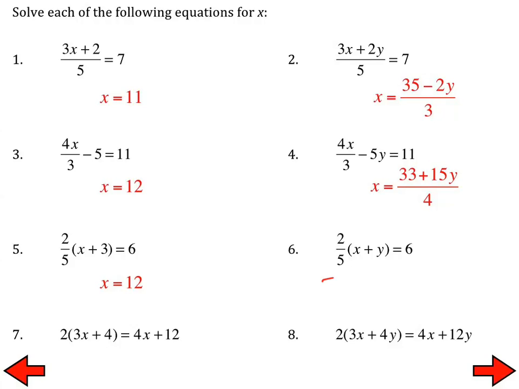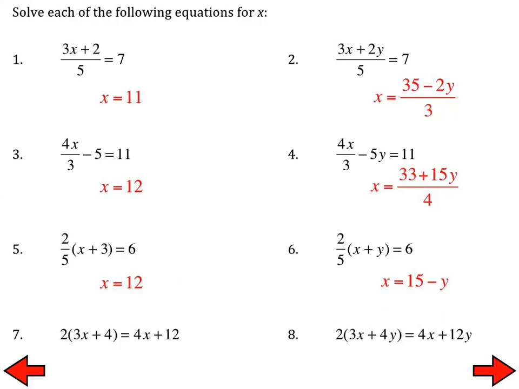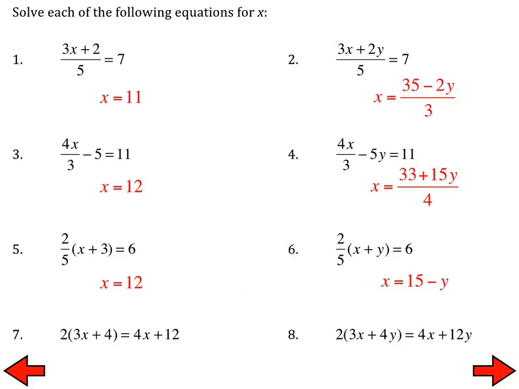Yeah. That's what I would have done, which gives you 2/5 x plus 2/5 y equals 6. Then multiply everything by the common denominator. I'm trying to squeeze it in there, but that would give you 2x plus 2y equals 30. And then subtract 2x from both sides and then divide everything by 2. That's where the 15 comes from. And so while I have this up here, the preferred version, of course, is x equals negative y plus 15. That's the preferred version.